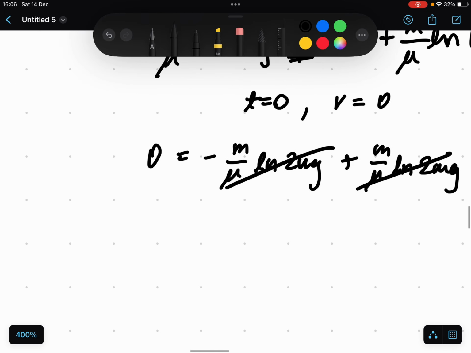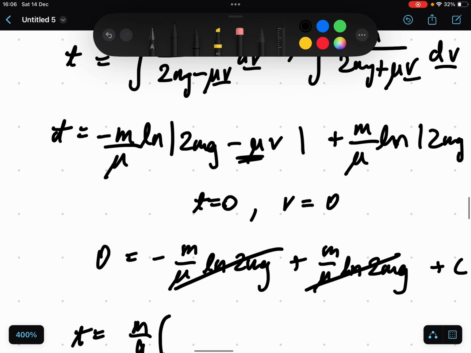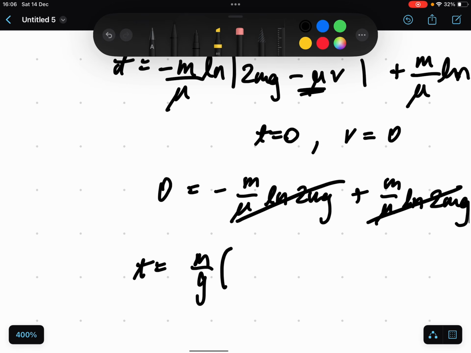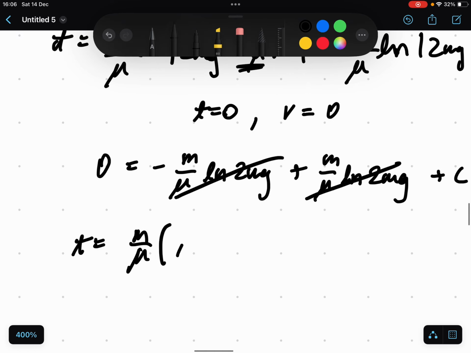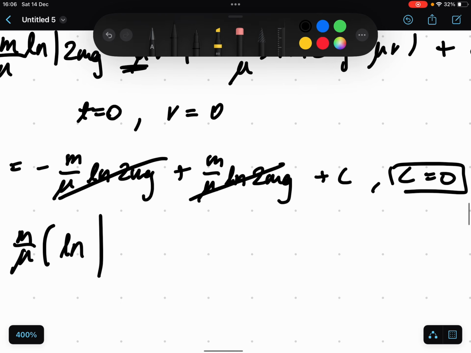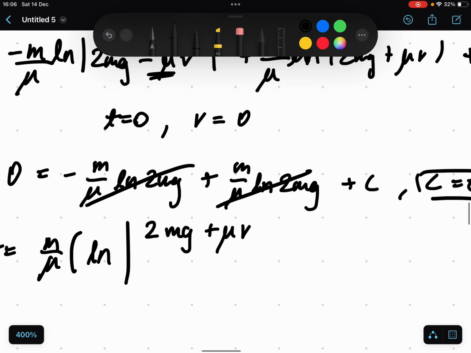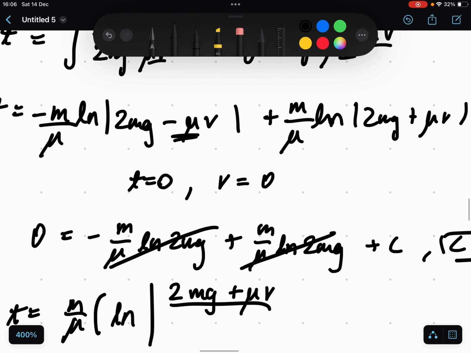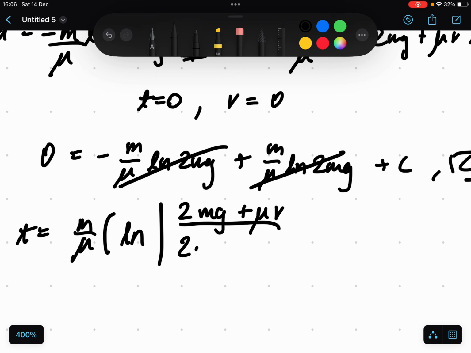Let's go ahead and just solve. So take out the mg, oh, it's not mg, it's m over mu, sorry. And this is just a bit of simplifying. So here we're going to have ln. Now, we can use our log laws here to get this into one big fraction. And we'll be left with this.